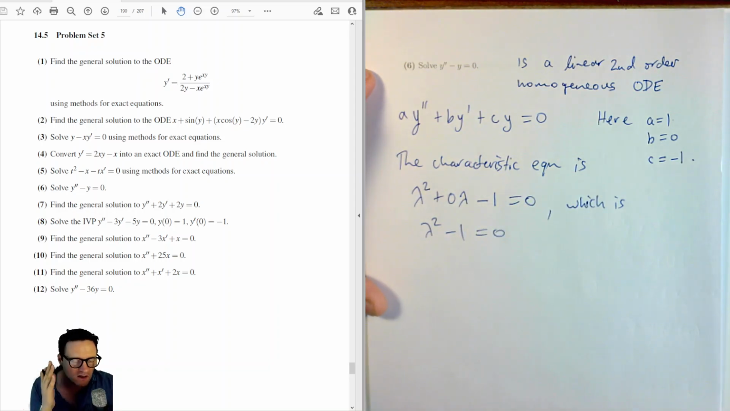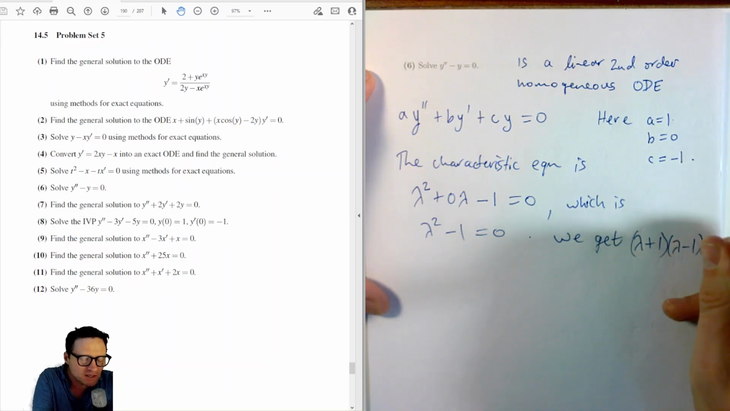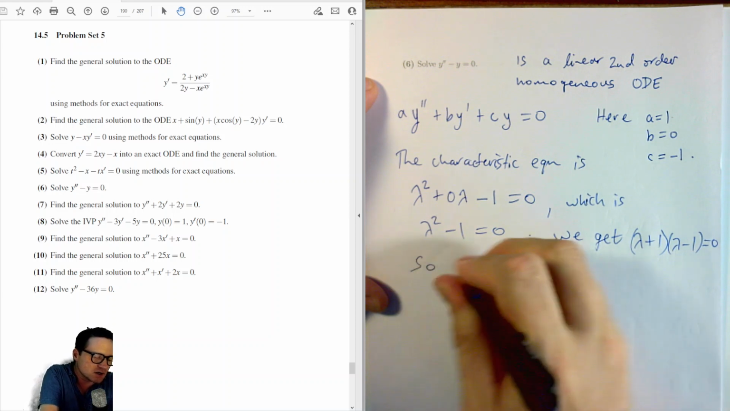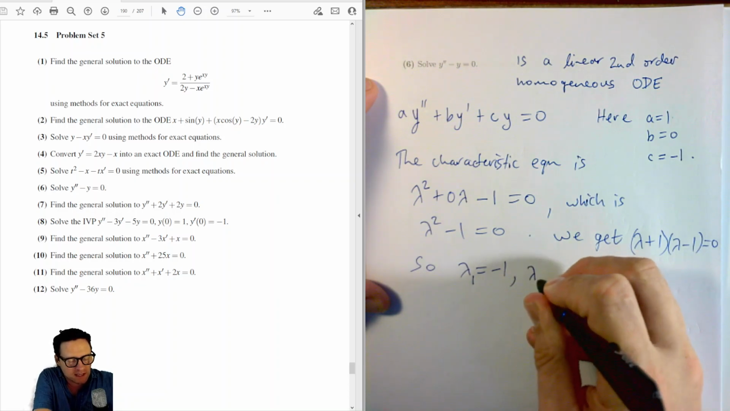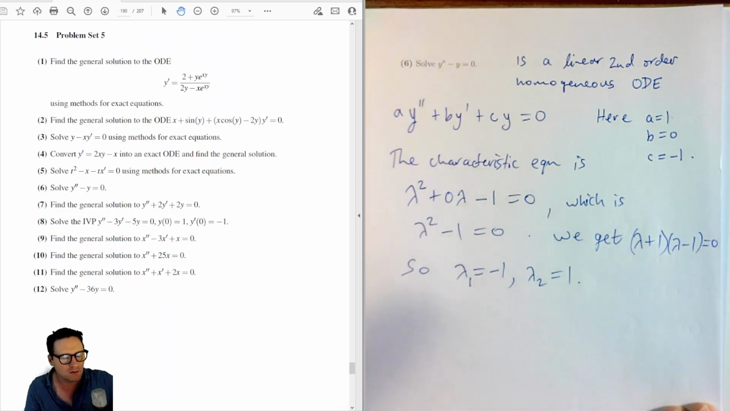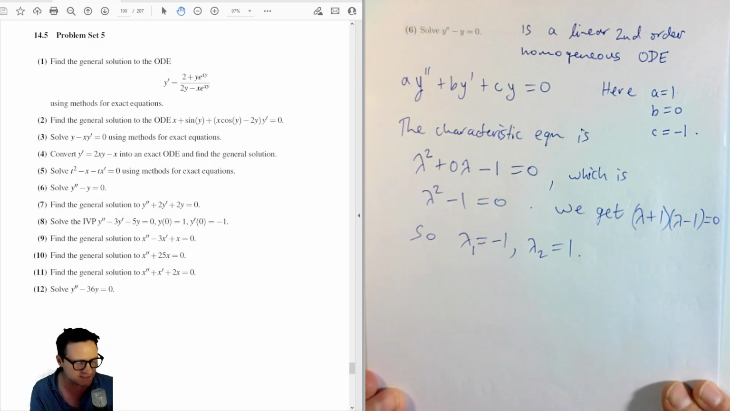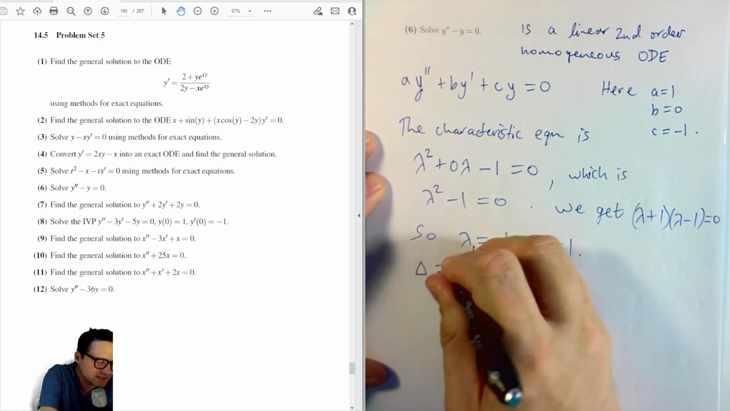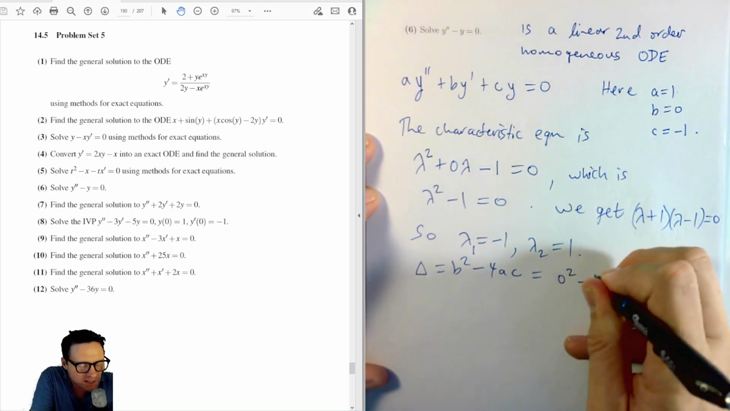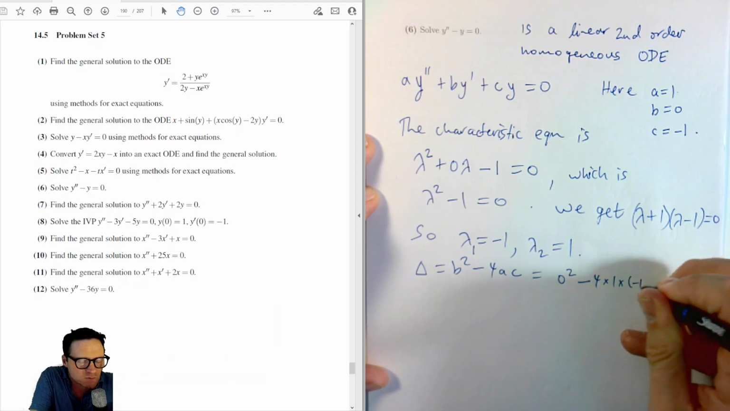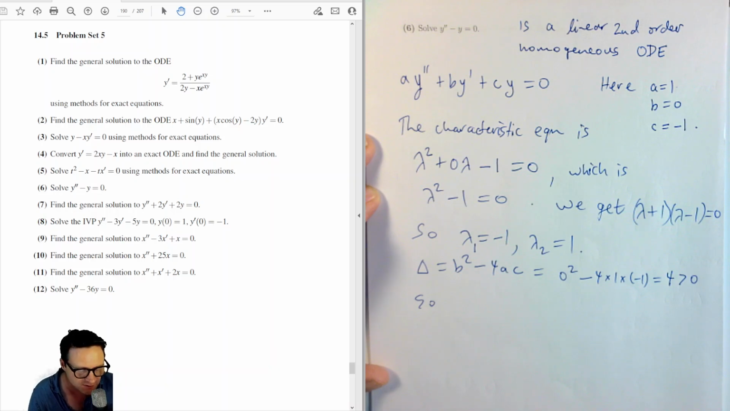So what we want to do here is solve for lambda. So we get lambda plus 1 times lambda minus 1 equals 0. So having factorized the left-hand side, lambda is equal to plus or minus 1. But let's put lambda 1 is minus 1 and lambda 2 is plus 1. Okay, and so because we have two distinct real roots, which we can decide based on the discriminant of our characteristic equation. So let's write down here that delta is b squared minus 4ac. In this case, we have b squared is 0 squared minus 4 times 1 times minus 1 equals 4, which is positive. So we expect two distinct real roots of the characteristic equation.